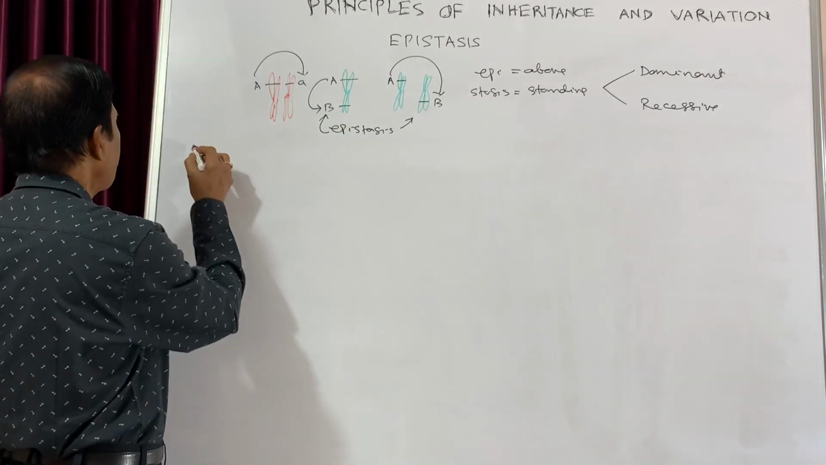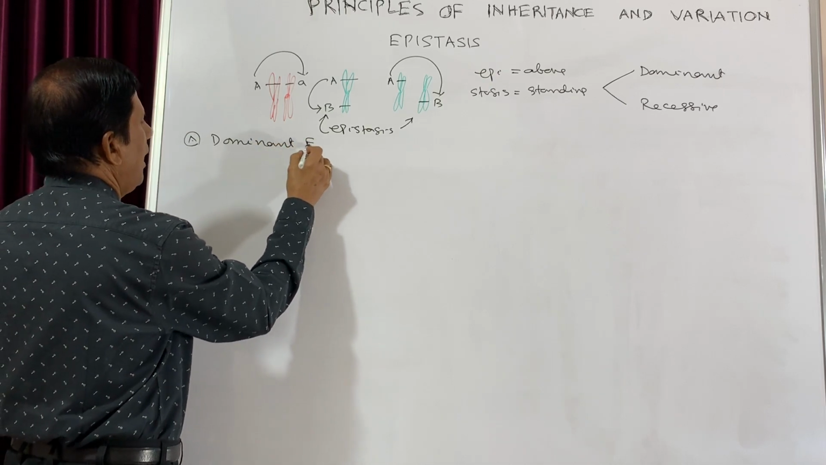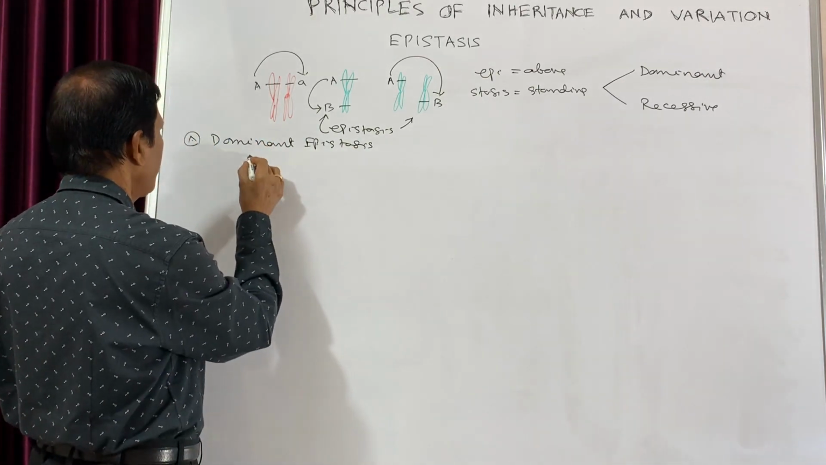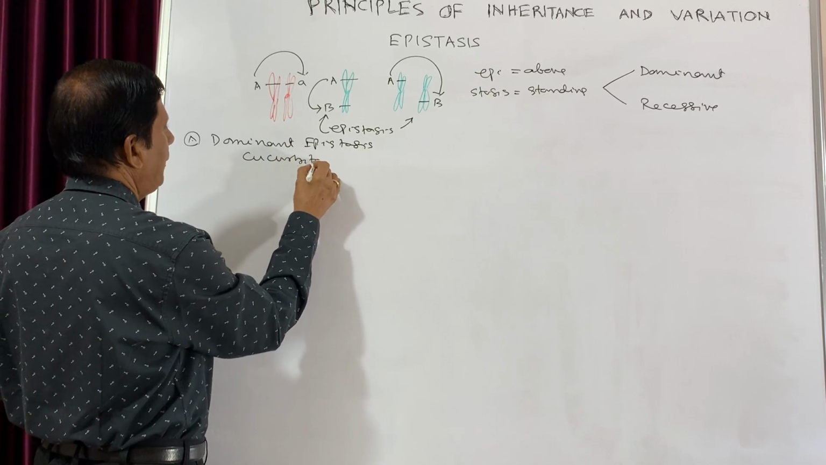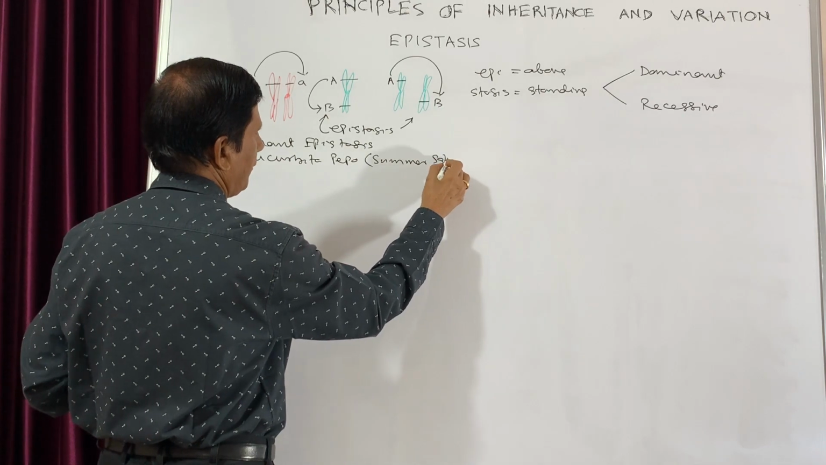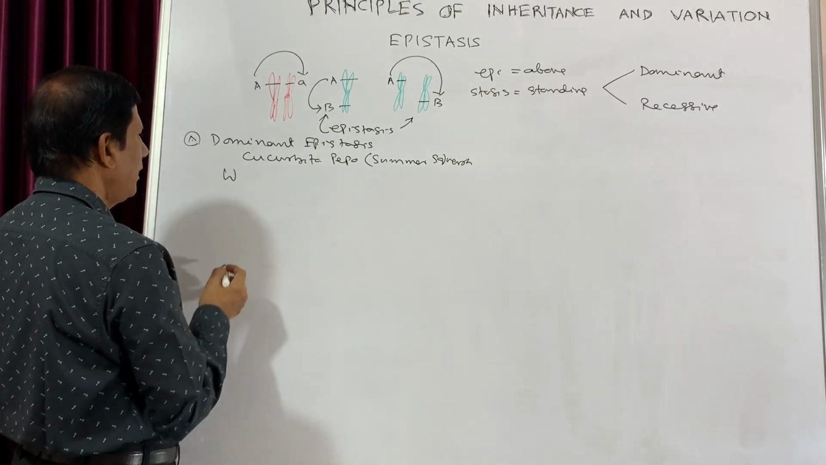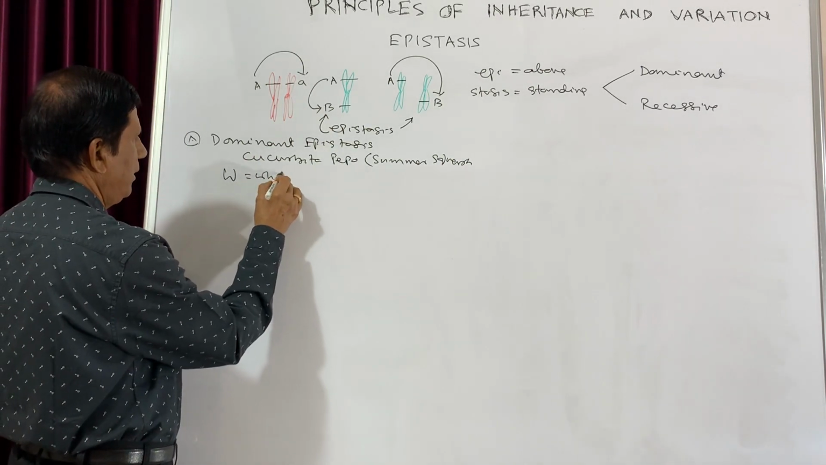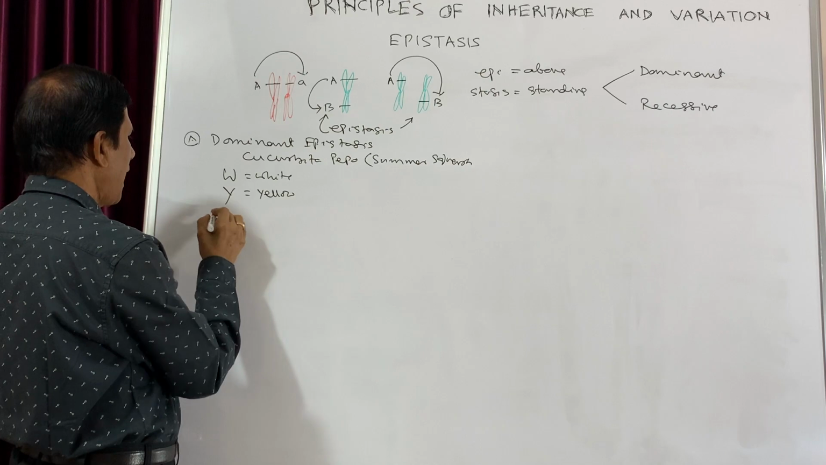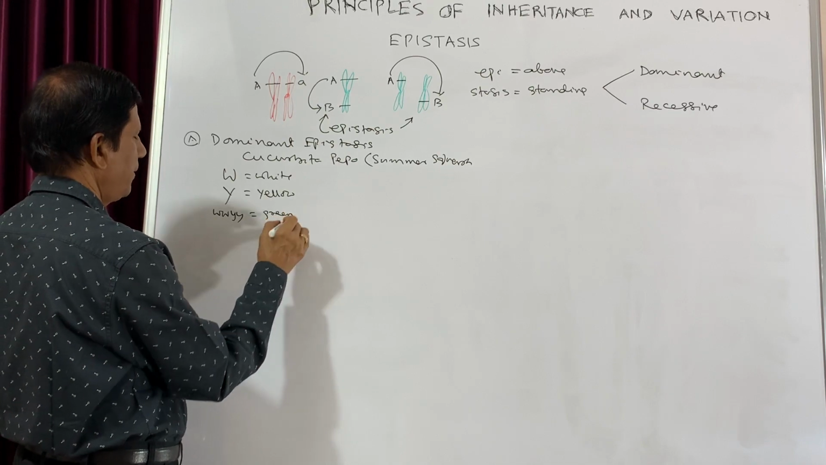Let us first discuss the dominant epistasis. In dominant epistasis, we will take a very common example, that is Cucurbita pepo, which is also commonly known as summer squash. In this Cucurbita pepo, usually the gene capital W is responsible for white color. Capital Y is responsible for yellow color. And when both are present in their recessive forms, this gives rise to green color.